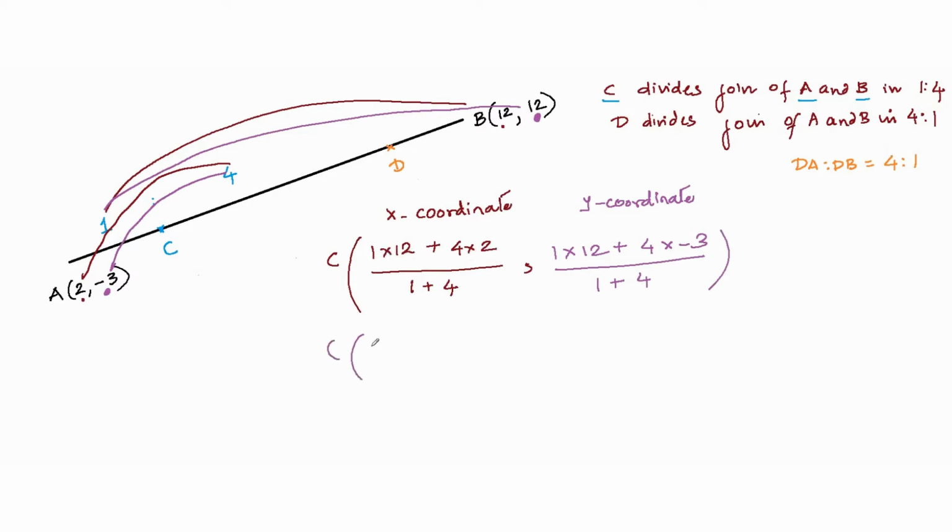and therefore these coordinates are going to be, this is 12 plus 8, that's 20 upon 5, comma, this is 12 minus 12 upon 5, and therefore the coordinate of point C is going to be 4, 0. So I will pause for a couple of seconds and then we will go ahead and find the coordinate of D.